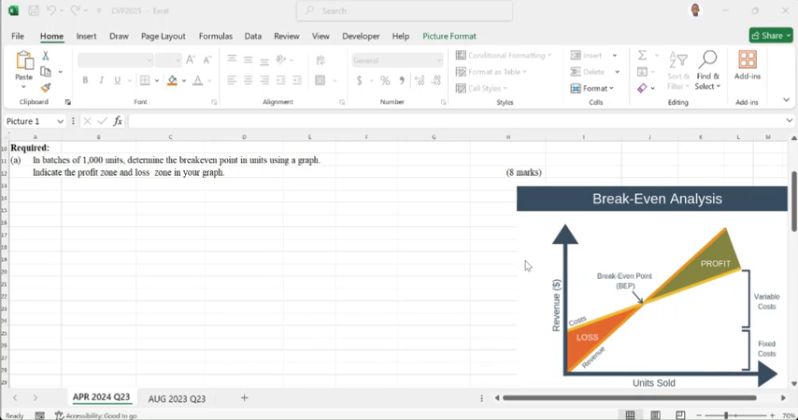That's what we are supposed to do. For you to have the break-even point or the graph, you must at least have a glimpse of what you are expected to do.